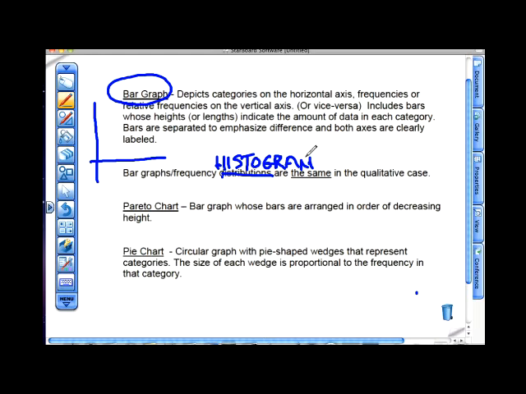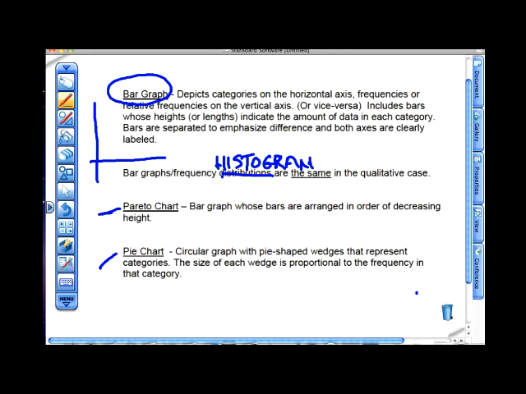And a Pareto chart is a bar graph with the bars in order. Technically, they're used in business applications and stuff like that. They're in order of decreasing magnitude, the bars, because you want to show causality. That's the whole point. Okay? So it's just a type of bar graph.